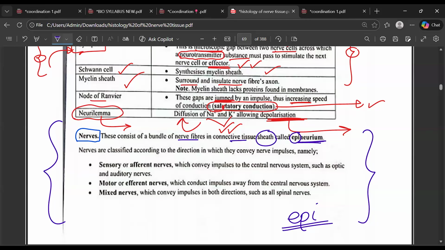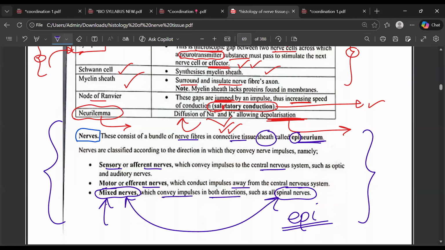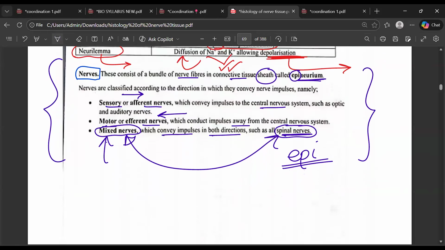You see? Sensory or afferent nerves convey to the CNS. Motor or efferent nerves go away from the CNS. Don't you know that? But there are those we call mixed nerves, and mixed nerves are the spinal nerves. You will see that, especially at medical school. But you just understand that mixed nerves are spinal nerves. They convey in both directions. They're not like sensory nerves that are specific toward the CNS and motor nerves that are specific away from the CNS. The mixed ones are in both directions and they are the spinal nerves. Spinal nerves simply means nerves that radiate from the what?